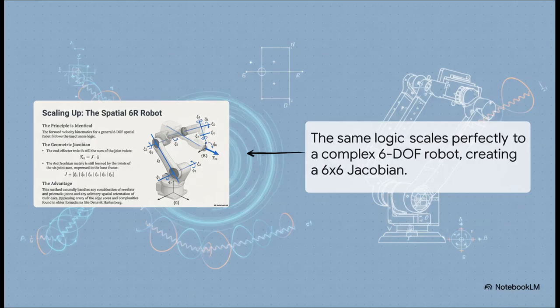But here's where you really see the power of this whole approach. We can take the exact same logic and apply it to a much more complex robot, like a 6-degree of freedom industrial arm you'd see in a factory. The principle is identical. We get a 6x6 Jacobian by just assembling the 6 joint twists. This method just naturally handles any combination of rotating or sliding joints without all the headaches of other methods. It just works. It scales.